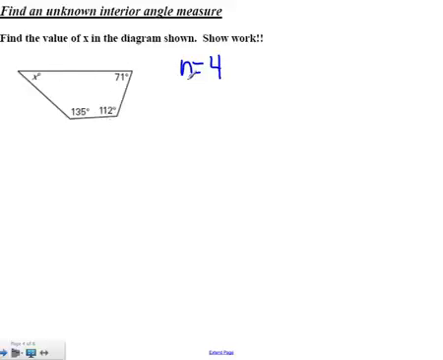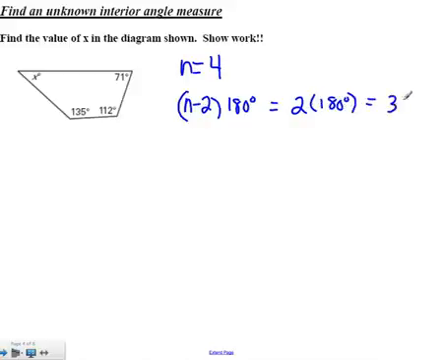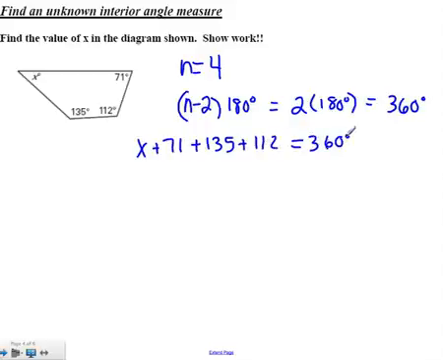But if I know that this is a quadrilateral, I know that the sum of the interior angles of any quadrilateral, I can calculate by using this formula. Specifically for a quadrilateral, that'll be 4 minus 2 is 2 times 180, where the interior angles have to add up to 360 degrees. So in case I didn't know that, this is how you would calculate the sum of the interior angles. Then you can write a formula. You can just say x plus 71 plus 135 plus 112 has to equal 360 degrees.